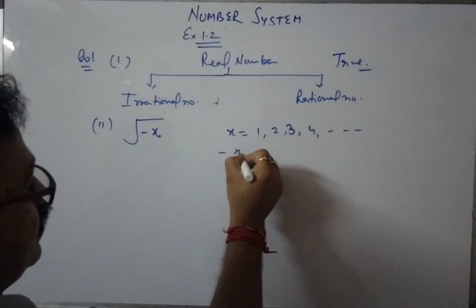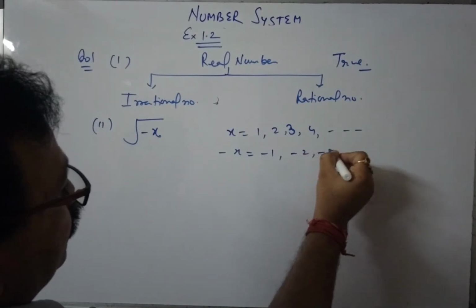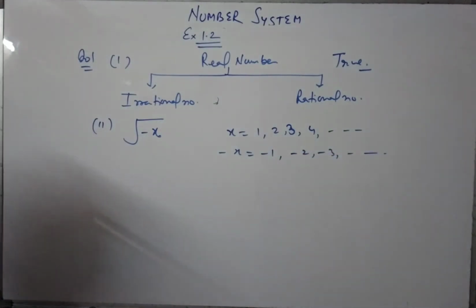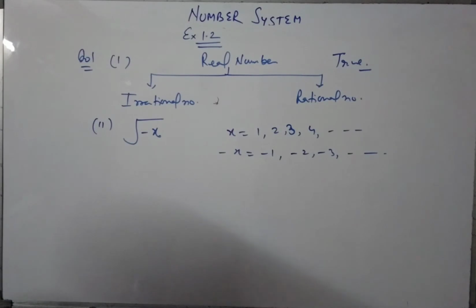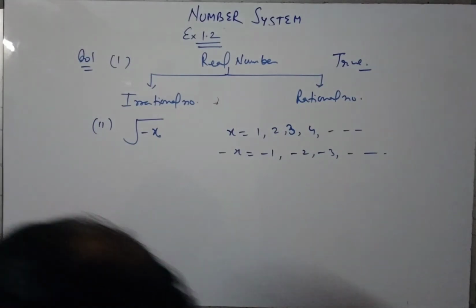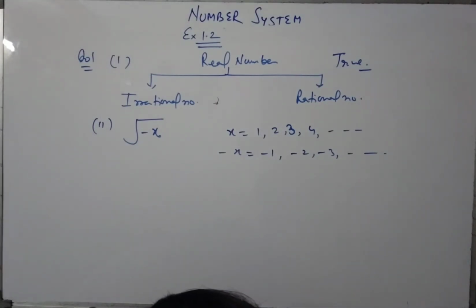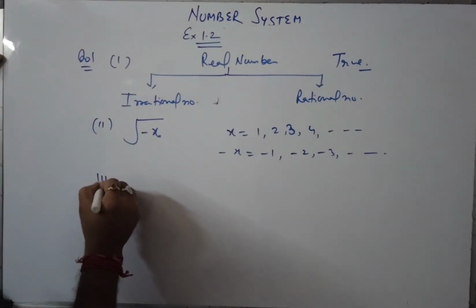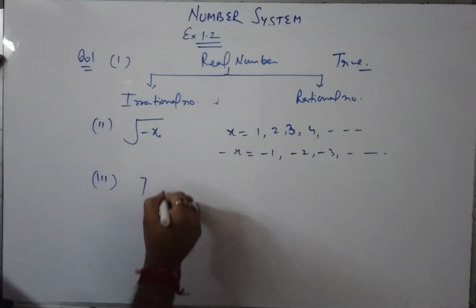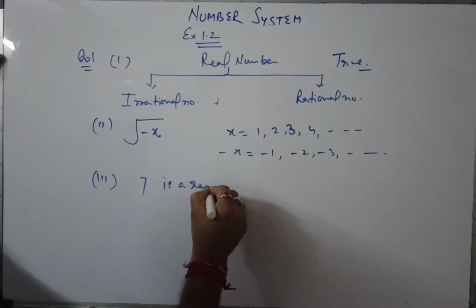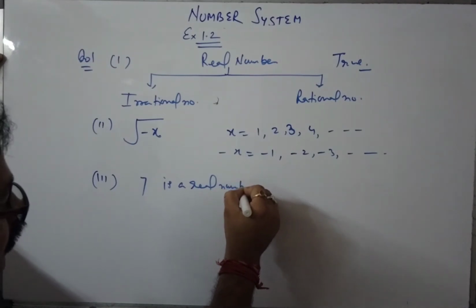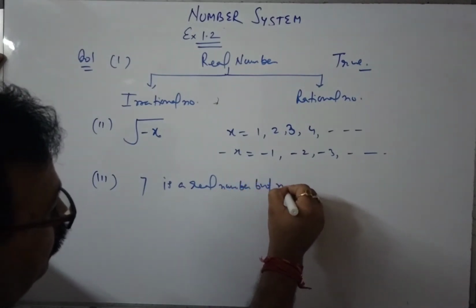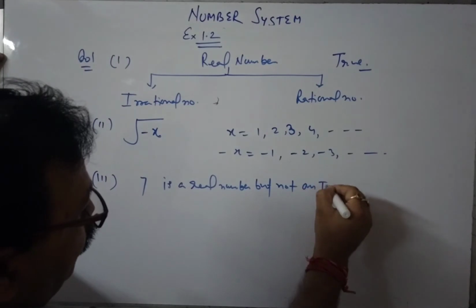But if you say minus x, it will become minus 1, minus 2, minus 3, and so on, and this cannot be represented on a number line. Finally, every real number is a rational number? Again, this is a false statement. Definitely 7 is a real number but not an irrational number.